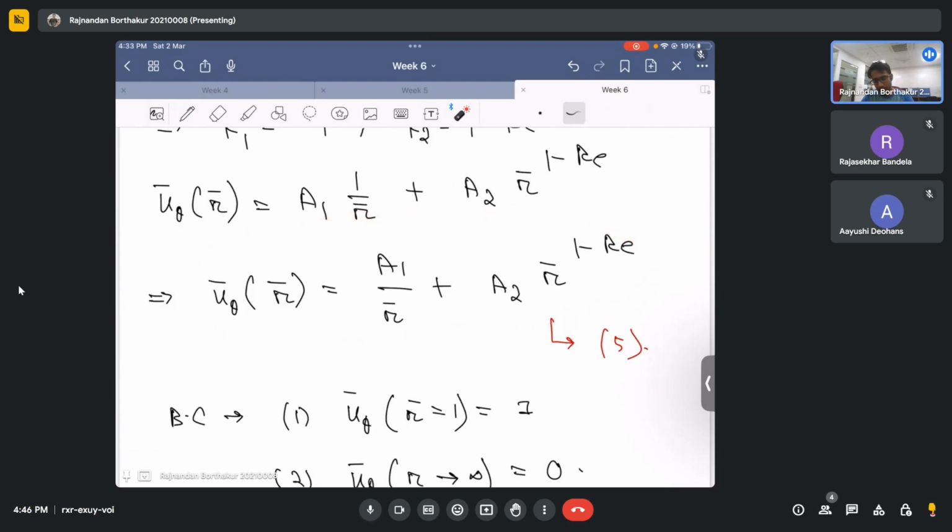Now if your Reynolds number is greater than 1, let's say this term becomes equal to -2, and this term becomes 1 by -1. So it just becomes 1 by r squared. And then you have a boundary condition here, which is not sufficient. So you need to have some other boundary condition. That is one point.